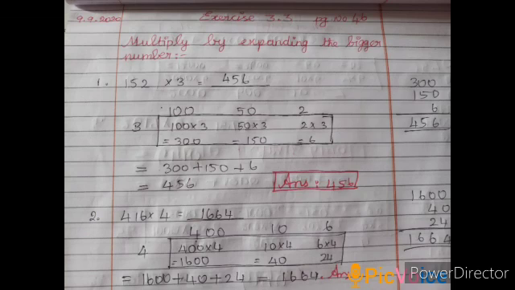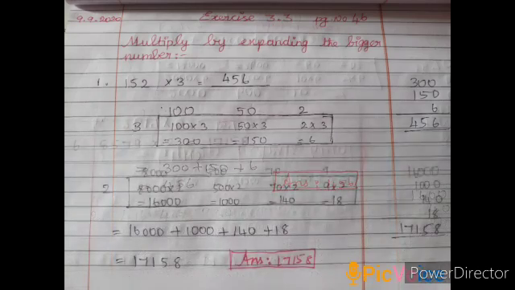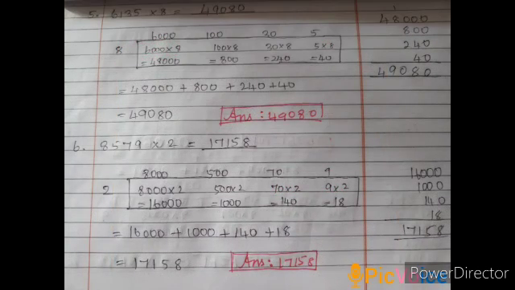Now you can add 1600 plus 40 plus 24 is equal to 1664. Fifth sum, 6135 into 8. 6135 can be expanded as 6000 plus 100 plus 30 plus 5. Now put the box and write the number inside.